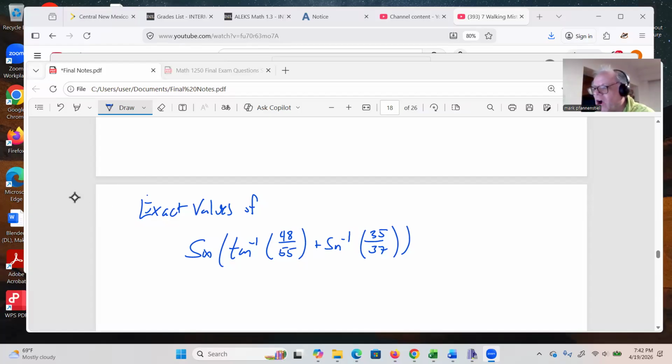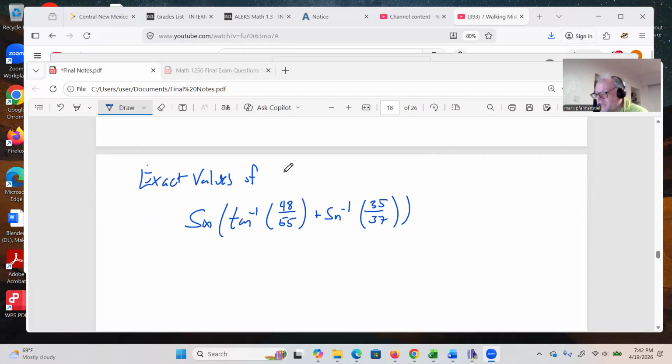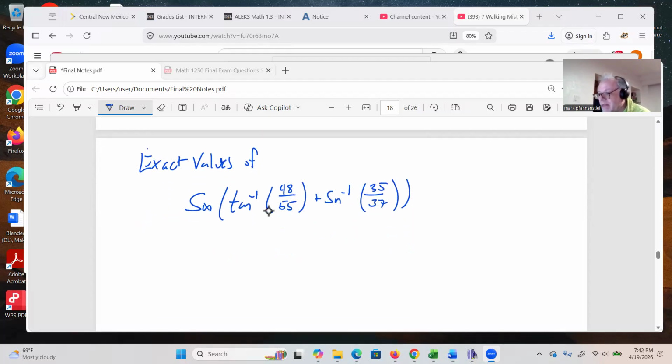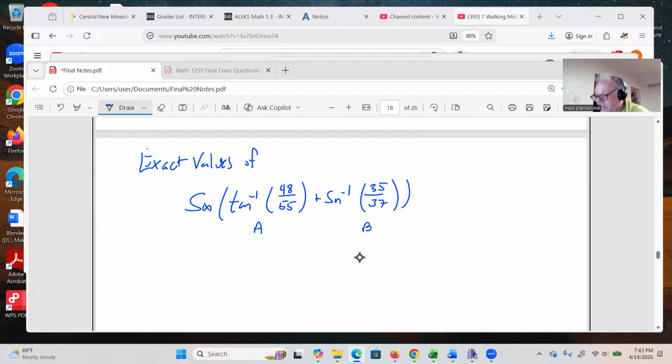So here we are. We have to figure out the exact value of the sine of the inverse tangent of 48 over 55 plus the inverse sine of 35 over 37. And we have to use our sum of angles formulas to figure this out, because the inverse tangent will give us back an angle, which I'm going to call A, and the inverse sine will give us back an angle, which I'm going to call B.